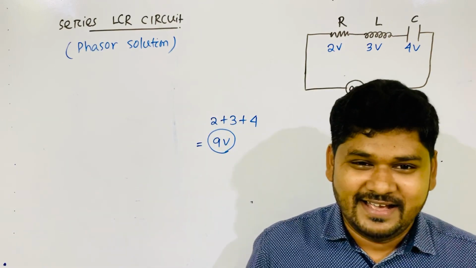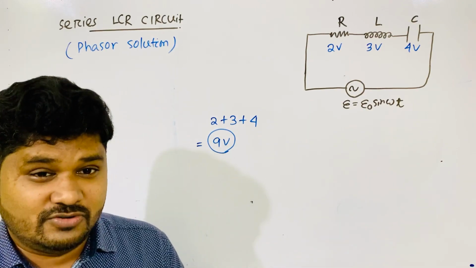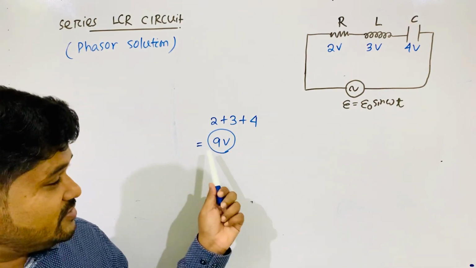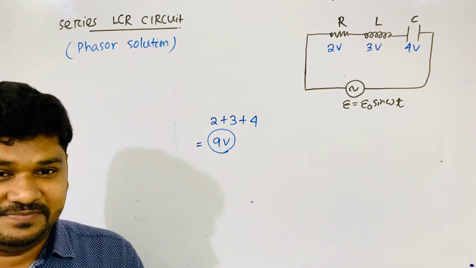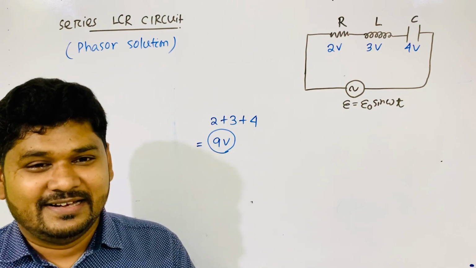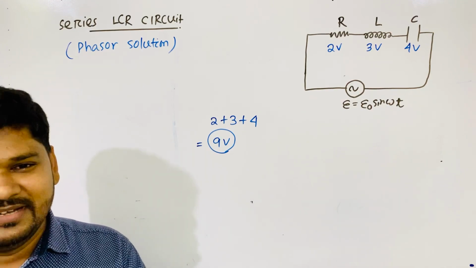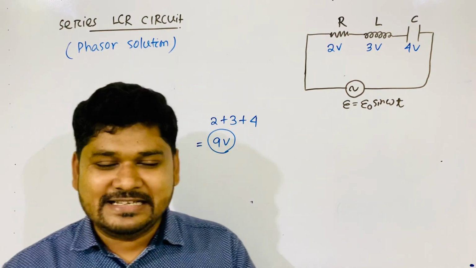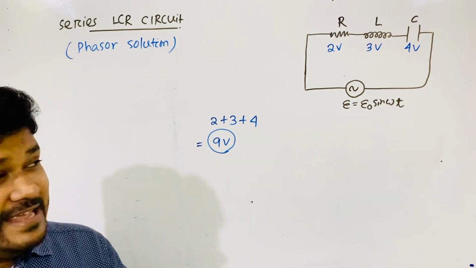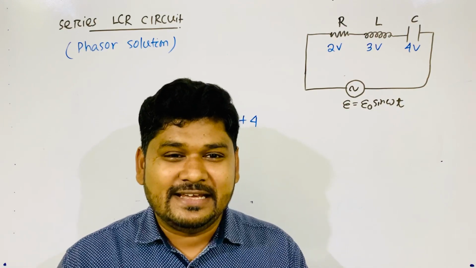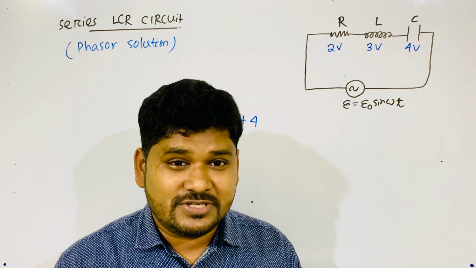I know now you are not happy, because the previous time the answer came 9 ohm and sir, you told that it was the wrong answer. This time also the answer is coming 9 volt. I know, sir, you must tell that this is also a wrong answer. Okay, so the answer is wrong. It will not be 9 volt. Why will it not be 9 volts? You cannot add the voltages simply. You cannot add the voltages algebraically.